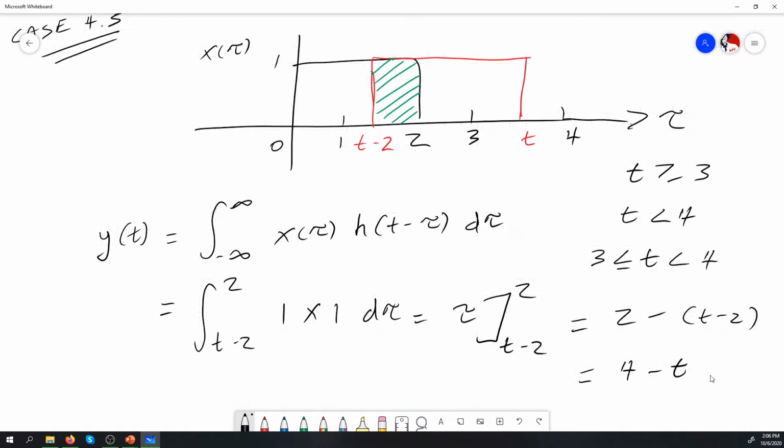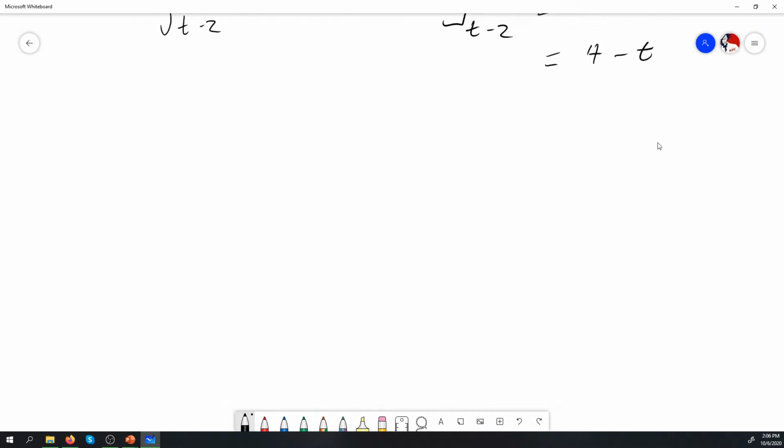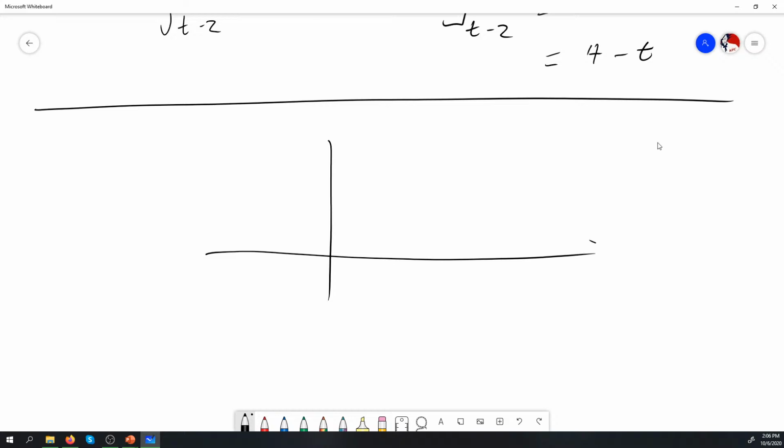When we plot y of t here, being our output of the convolution of x of t and h of t, what this looks like here is a resultant triangle, where this part of the equation here is t, but this part of the equation here is 4 minus t.